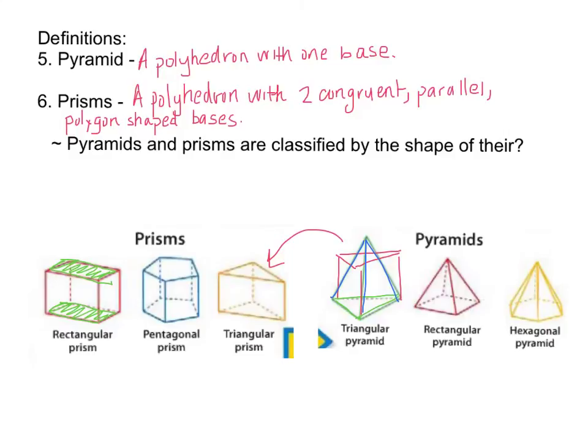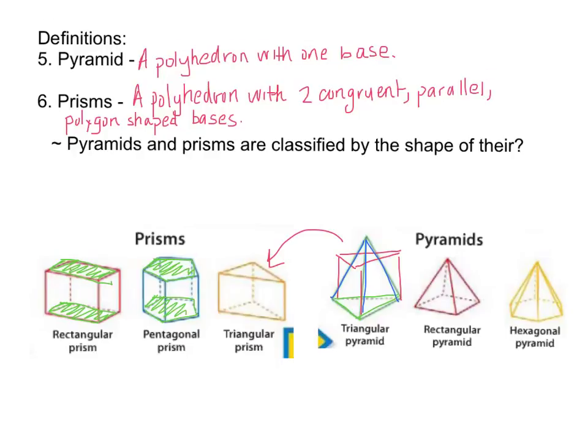If we look at the next prism, we have a pentagon on top and a pentagon on the bottom, which form the two bases. Again, they are congruent, exactly equal, and they are parallel to each other.